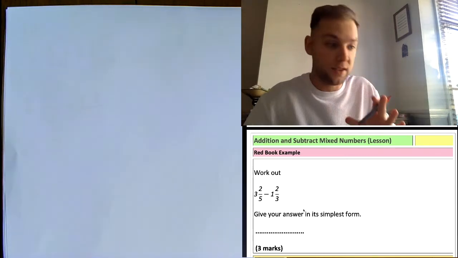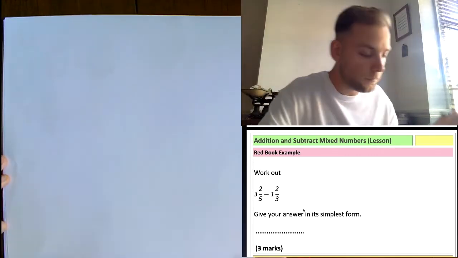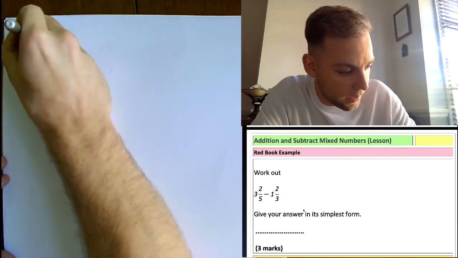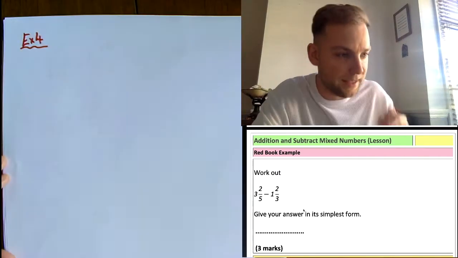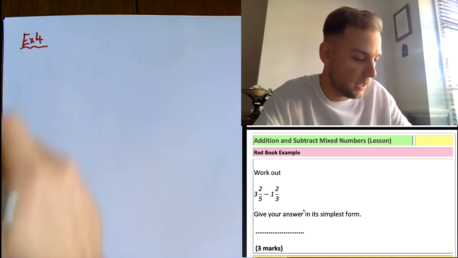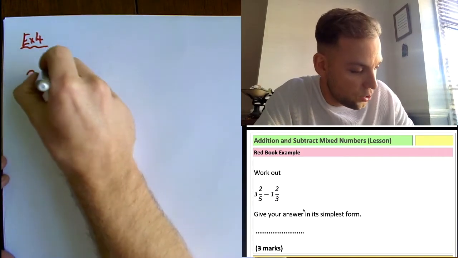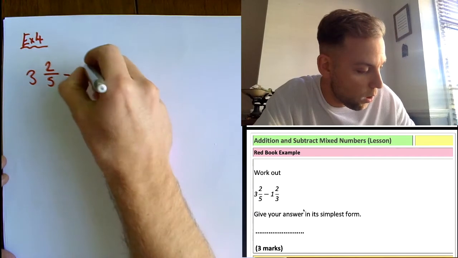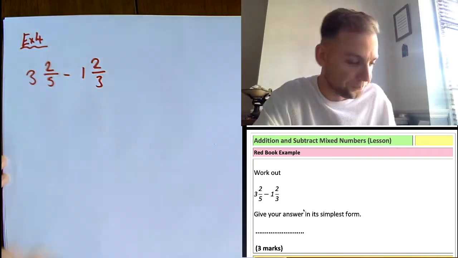Now you are going to need this one in your notes. So this one here is example 4. Remember to make sure you're getting these in the notes. The only way to learn maths is to do it. So 3 and 2 over 5 minus 1 and 2 over 3.